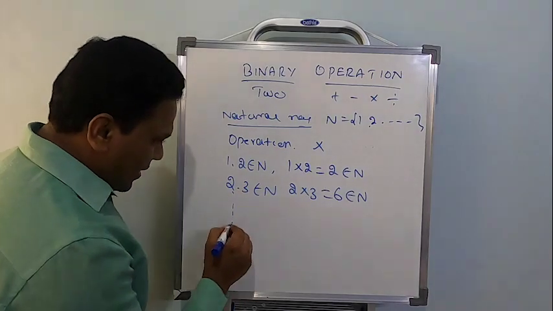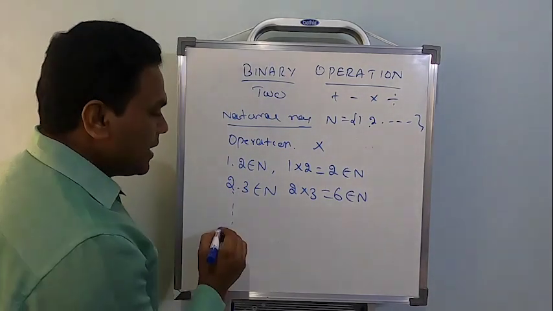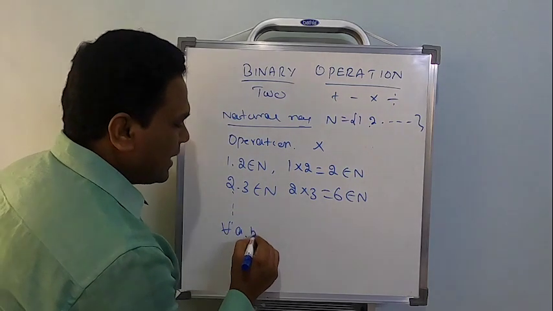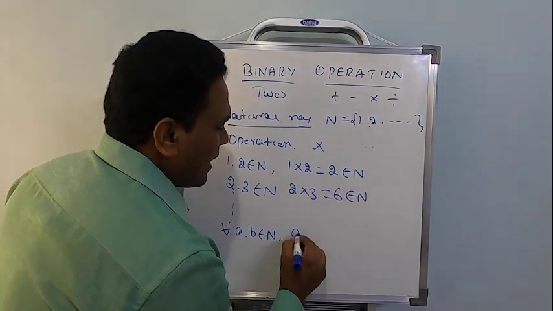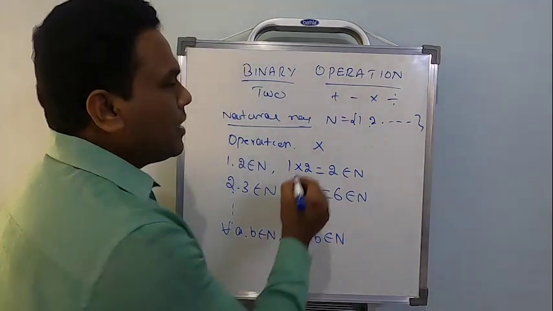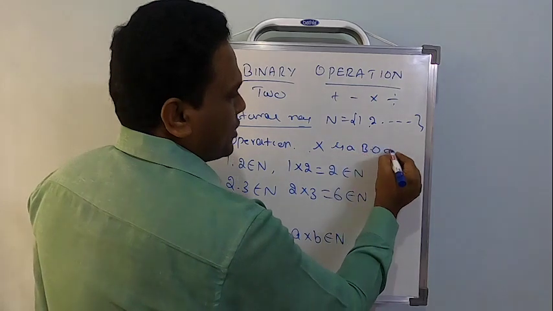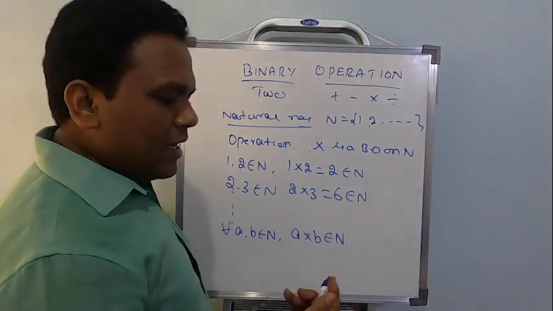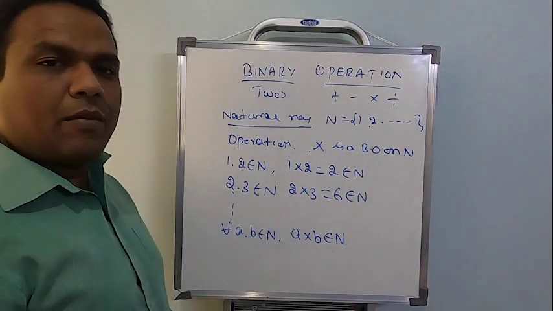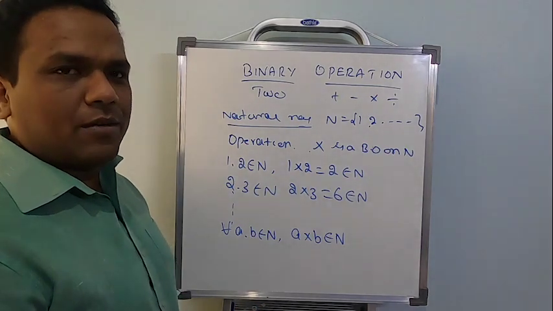Or in general, if I keep doing this operation for any two natural numbers, a multiplied by b is also going to be a natural number. Hence, multiplication is a binary operation on natural numbers. Whenever we multiply any two natural numbers, the resultant element is also going to be a natural number, right?